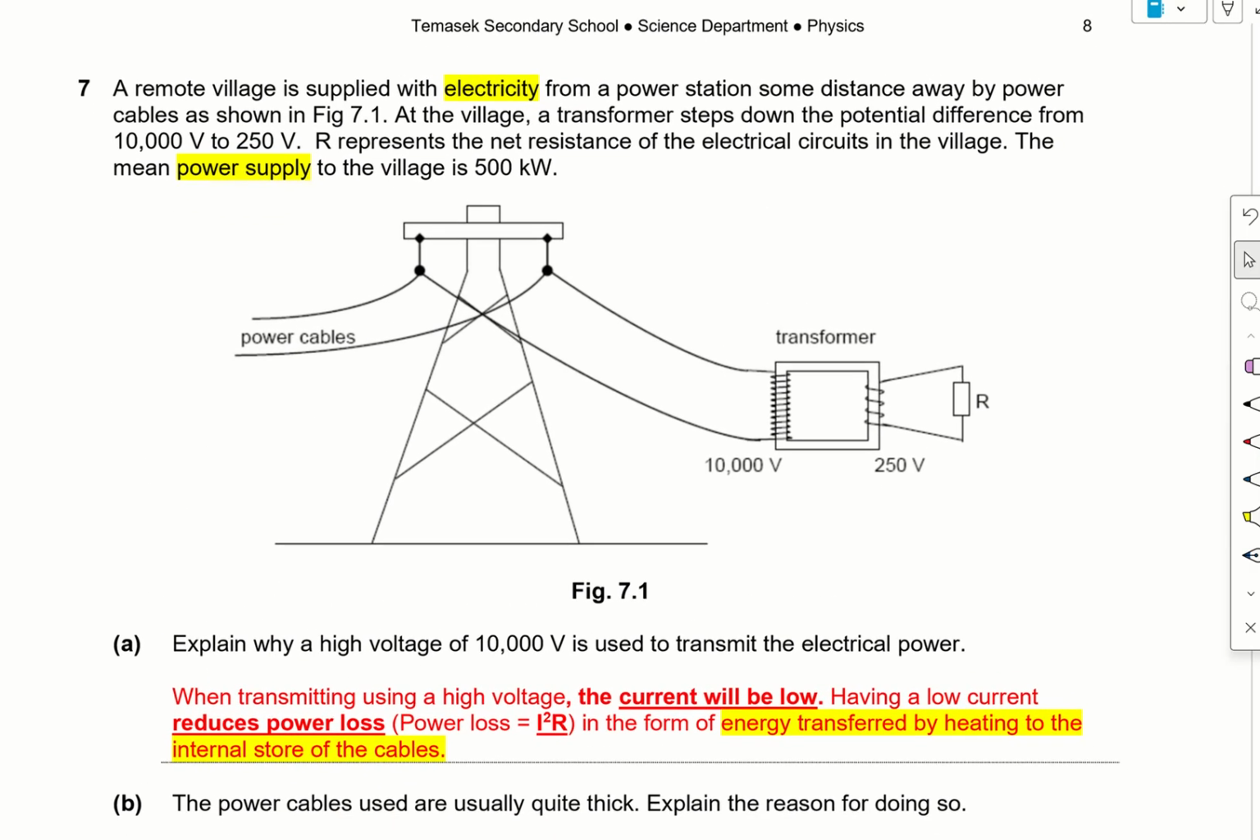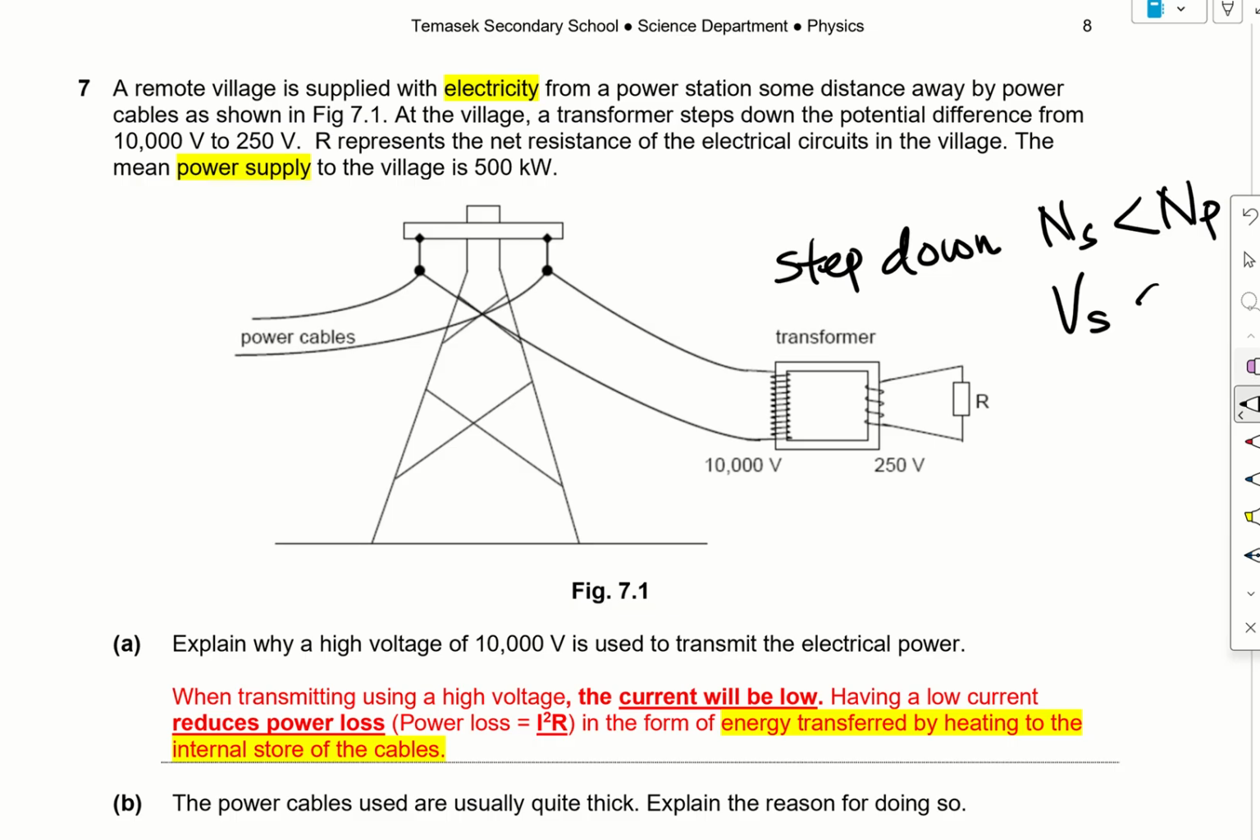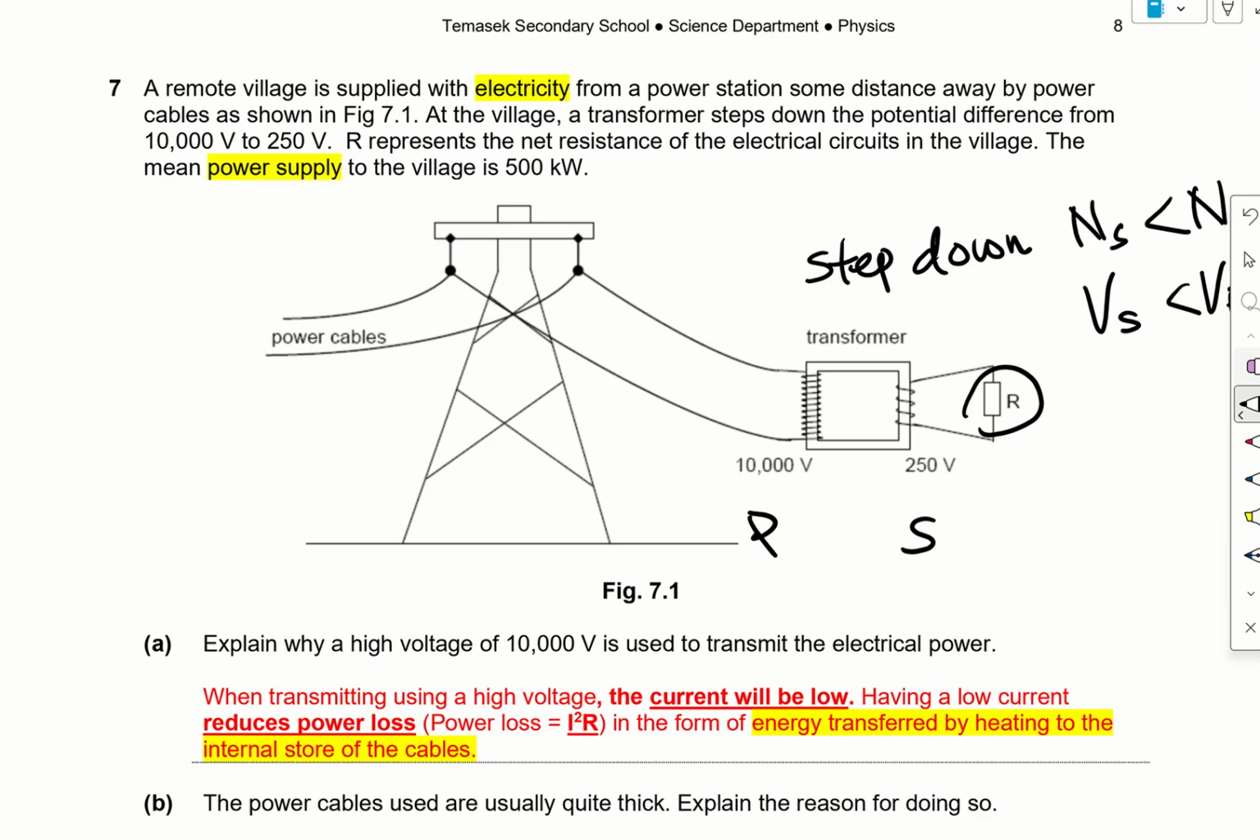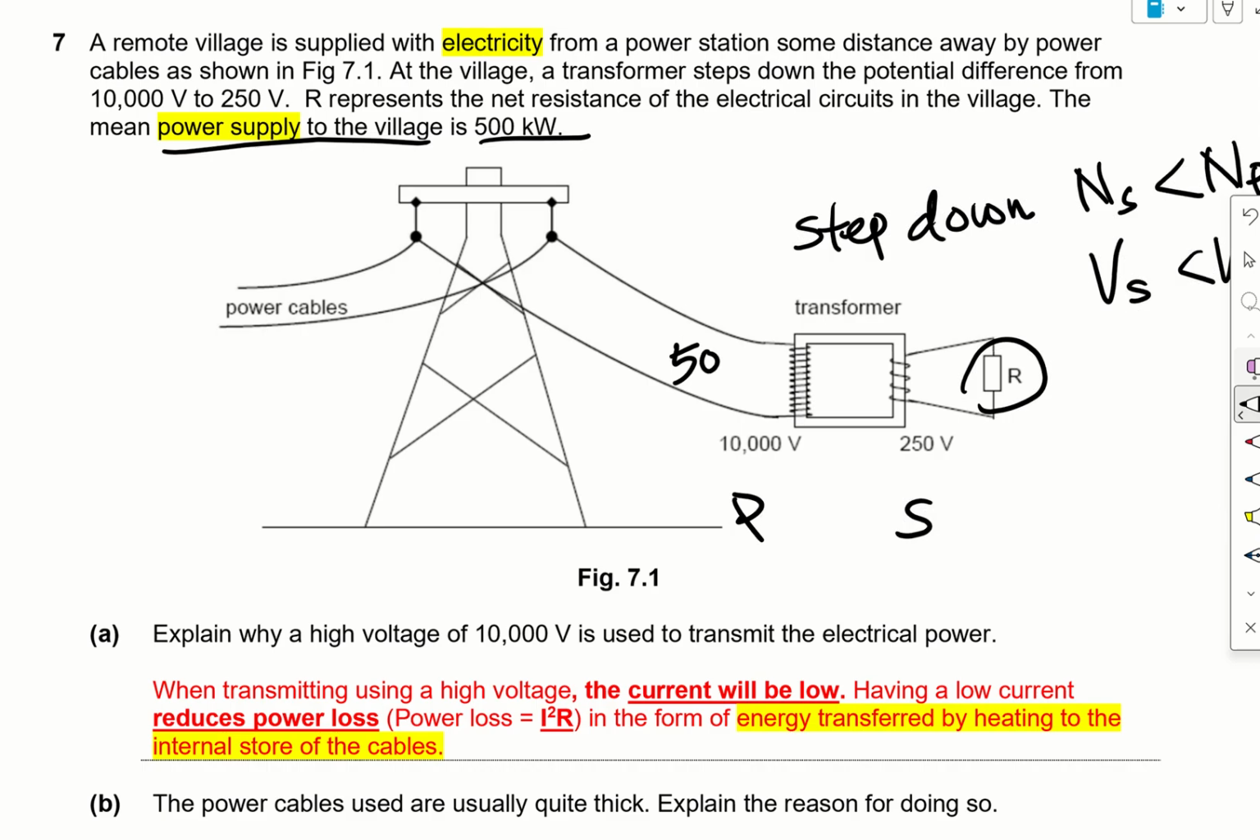Okay, question 7. A remote village is supplied with electricity from a power station some distance away by power cables. At the village, the transformer steps down. So this is a step down, where your NS is lesser than NP, and your VS is lesser than VP. So this is the primary side, this is the secondary side. R represents the net resistance of the electric circuit in the village. The mean power supply is 500 kilowatts, so it could be 500 kilowatts here.